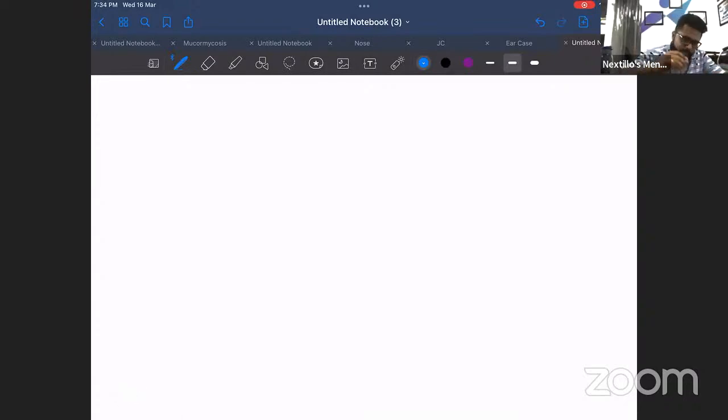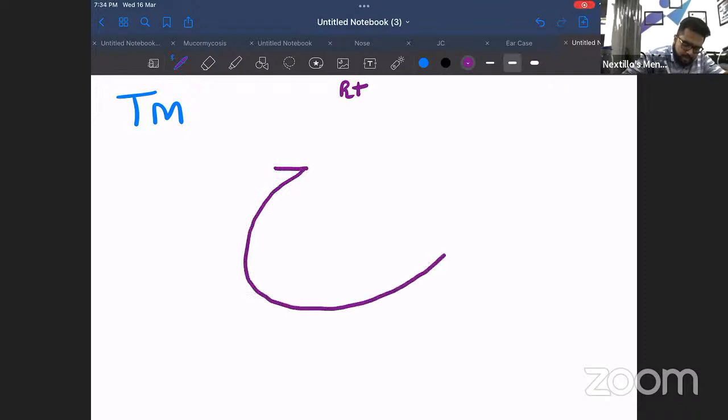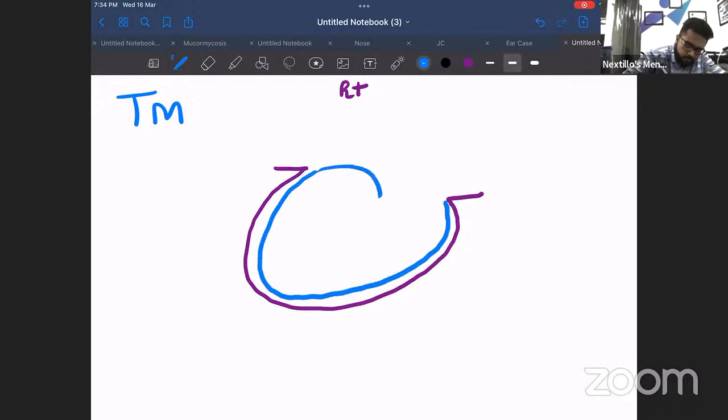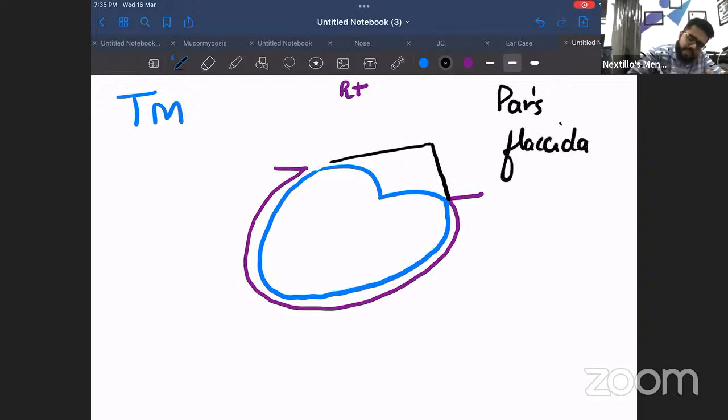Okay, so moving on to the tympanic membrane first. So the tympanic membrane, I'm drawing the right side so that we are clear about that. First of all, I have made a bone. Now I'm making the tympanic membrane. The tympanic membrane has two parts: pars flaccida and pars tensa.